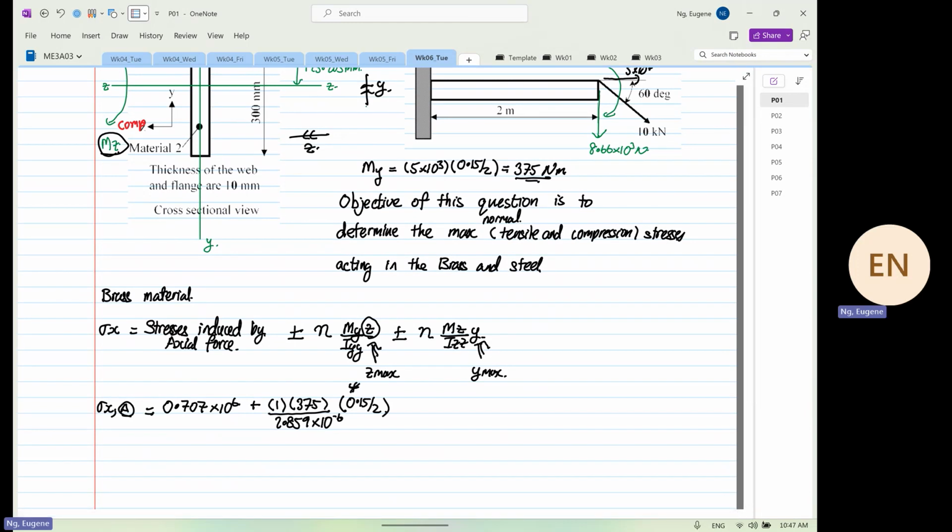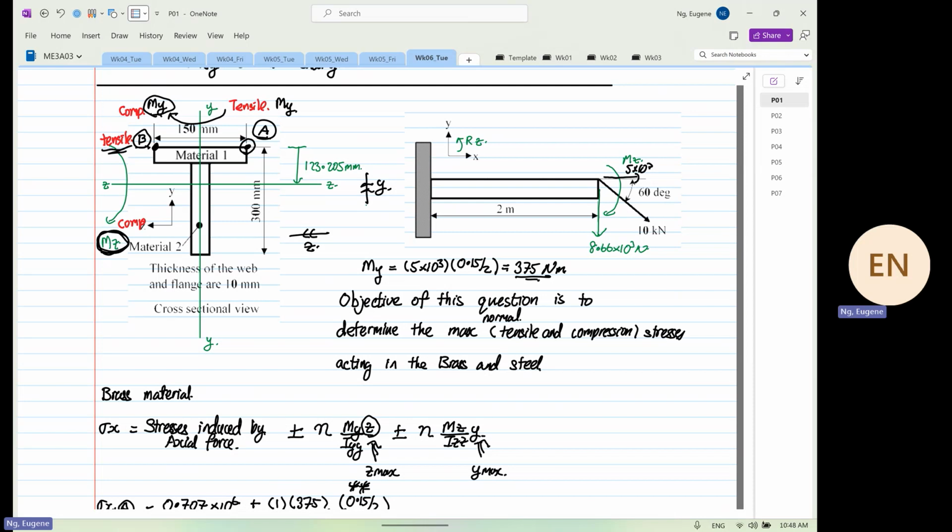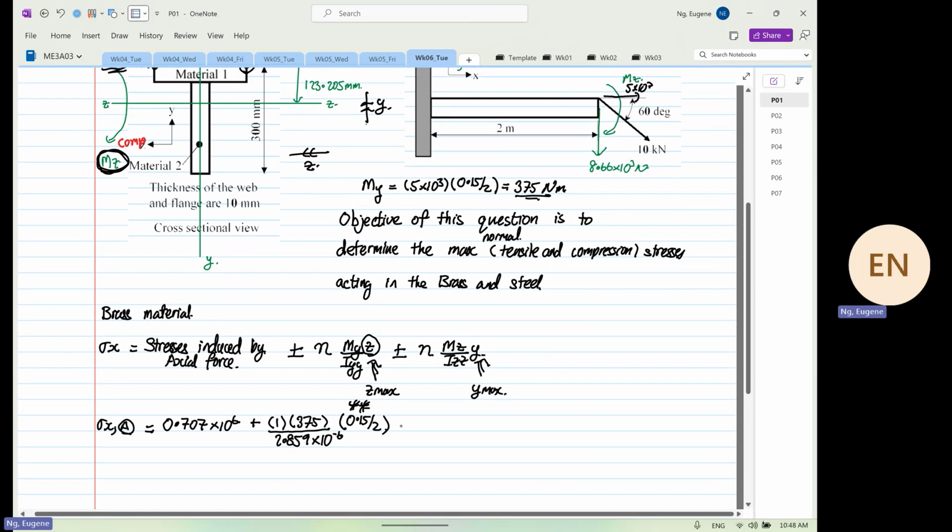This is important. A lot of times students make mistake at this location. Are we clear? Because there's so much factor in here already and you can get pretty confused. Then if you look at moment about Z at point A, it's also going to be what? Tensile. Right? So this is going to be positive. And this is going to be 1.